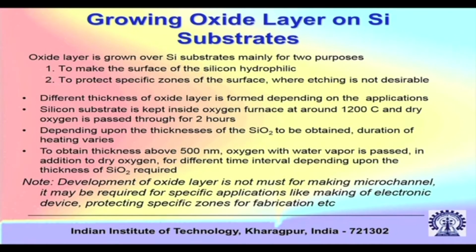Sometimes these are done through simulations and optimization, but most of the time these are actually trial and error based figures. To obtain thickness above 500 nanometers, oxygen with water vapor is passed in addition to dry oxygen for different time intervals depending upon the thickness of SiO2 required.